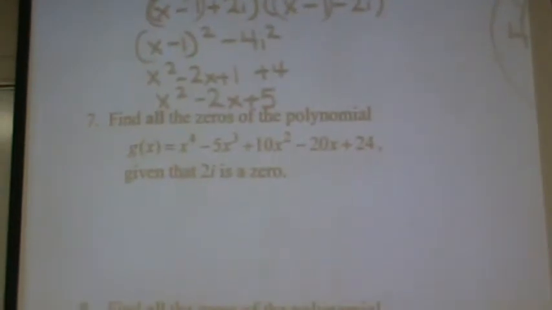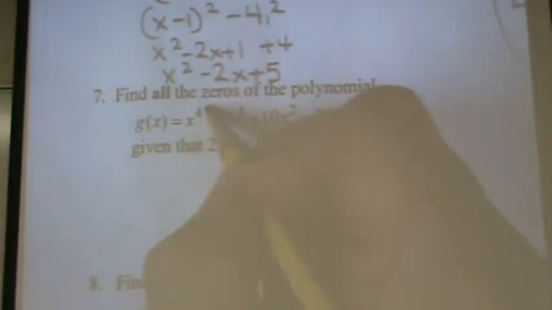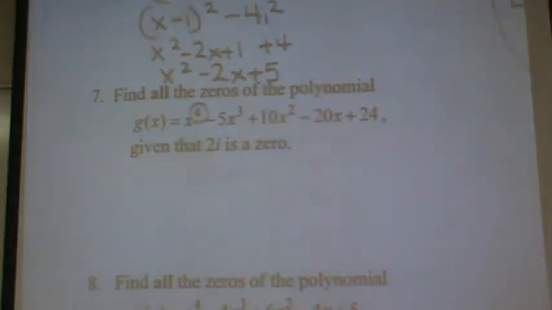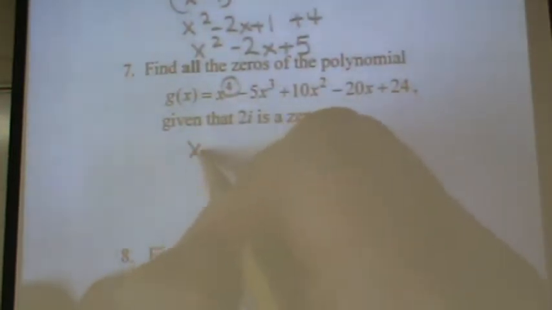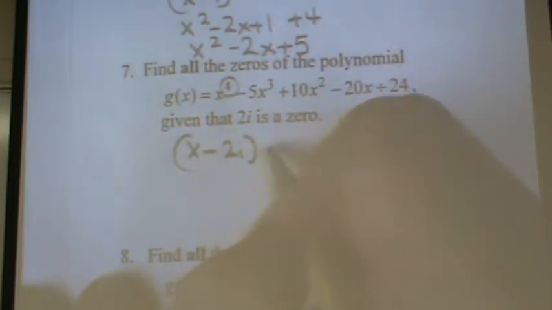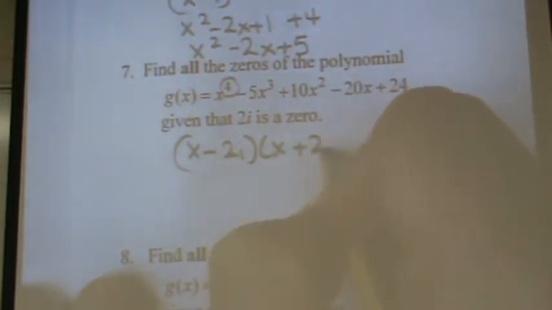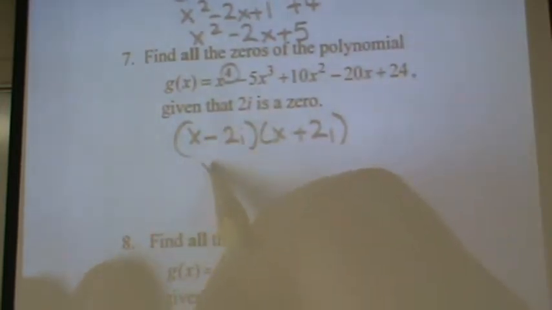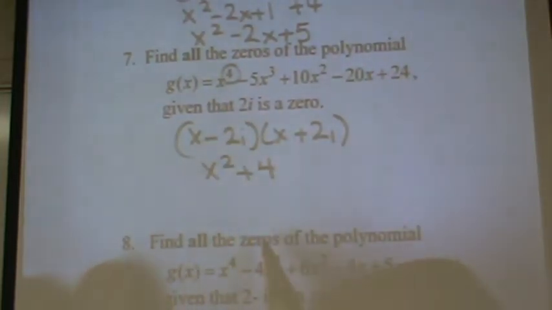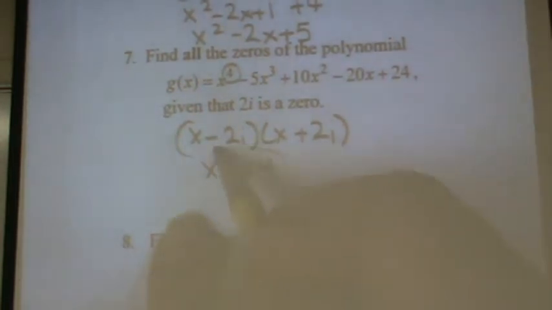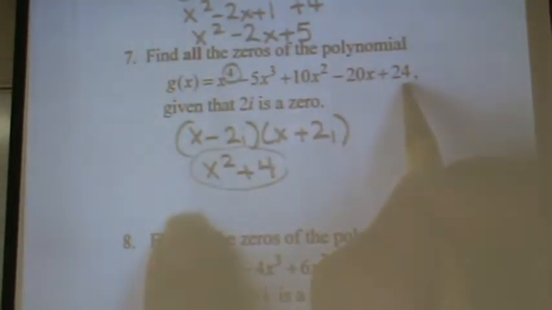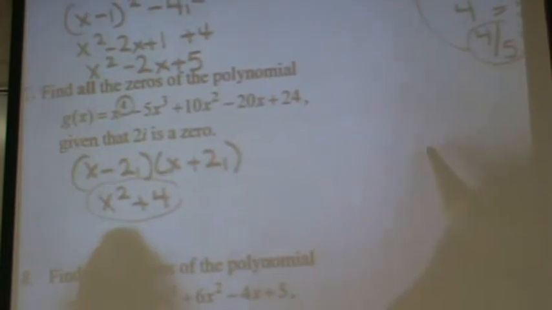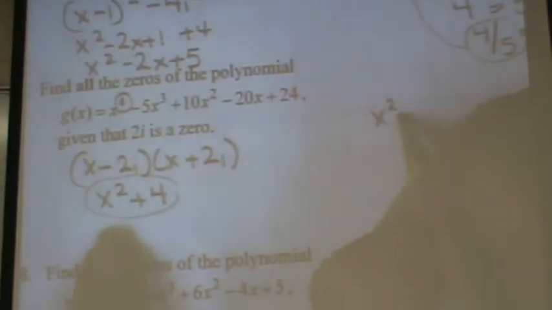All right, now, check out this one. How many zeros will you have? 4. How many did they give you? They gave you 2. What are the 2? So what you're going to do is write x minus 2i and x what? Plus 2i. Good. Now FOIL this. You're going to get x squared what? Plus 4, right? So what I'm telling you is this factor will go into this polynomial. So what you're going to have to do is go x squared plus 4.